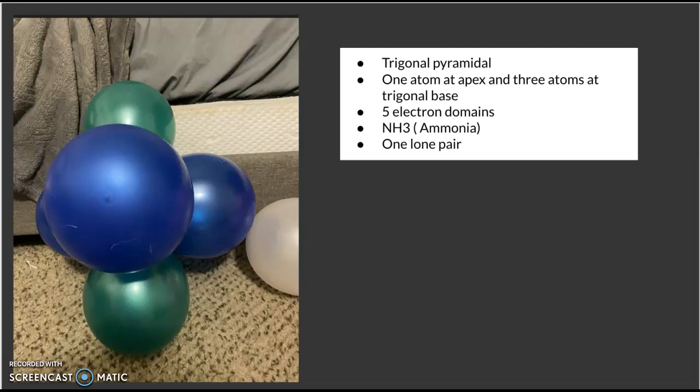One example is ammonia, NH3. You can find ammonia in a few different places. It's pretty well known. You can find it in some household items.